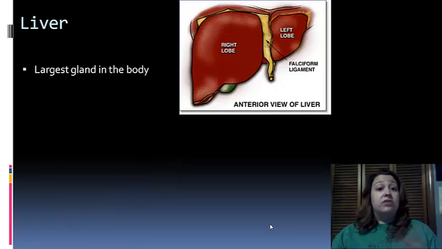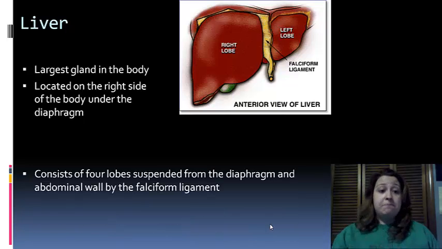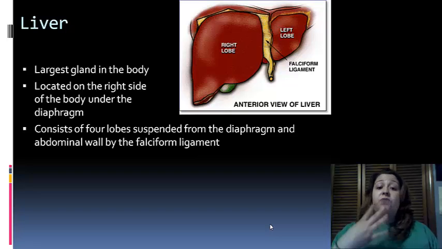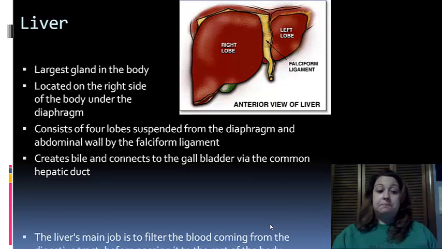Our liver is the largest gland in the body. It is located on the right side of our body underneath our diaphragm. It consists of 4 lobes suspended from the diaphragm and the abdominal wall by the falciform ligament. It creates bile and connects to the gallbladder via the common hepatic duct.